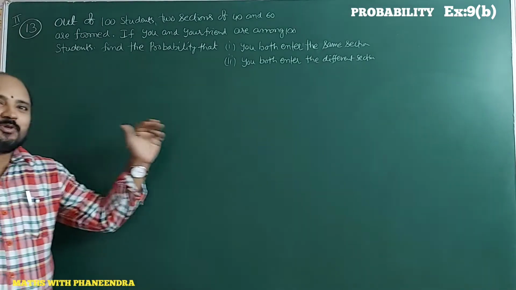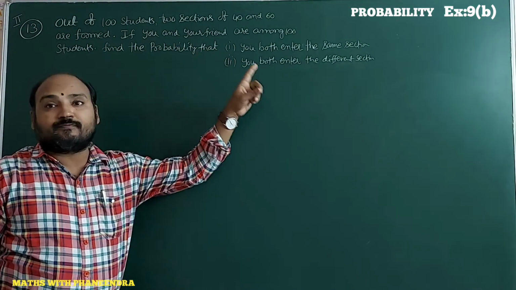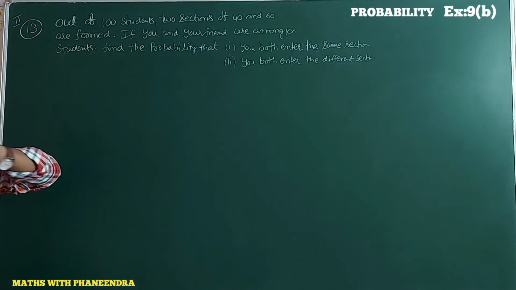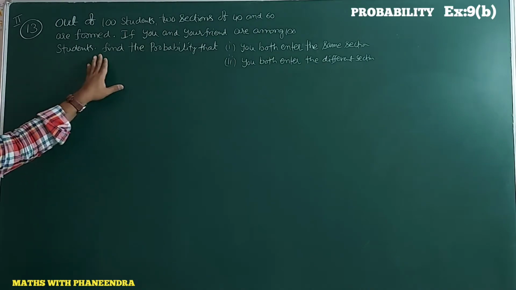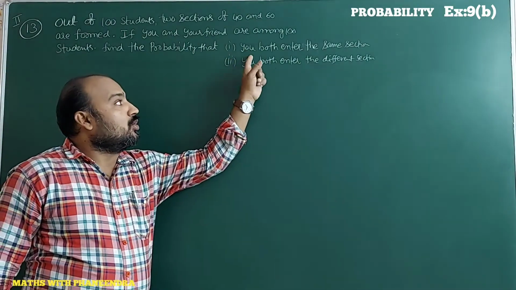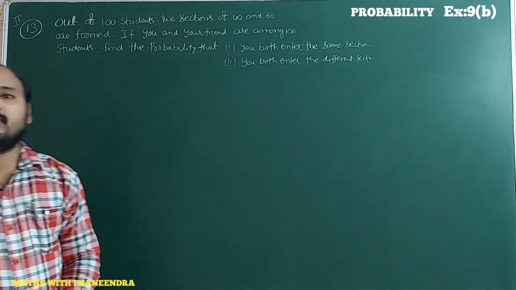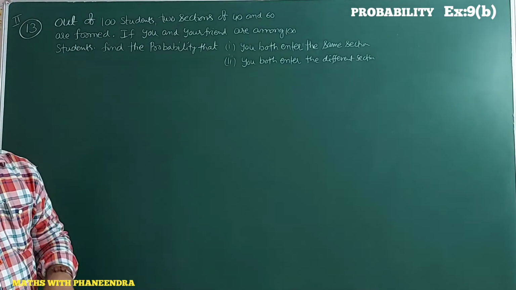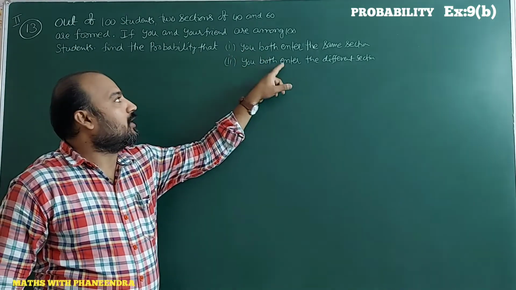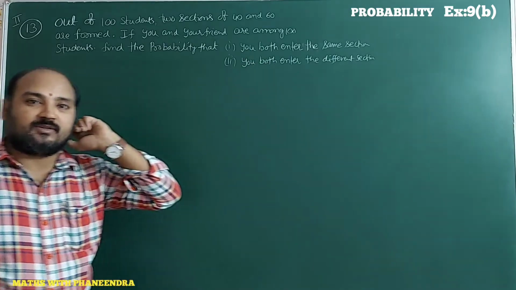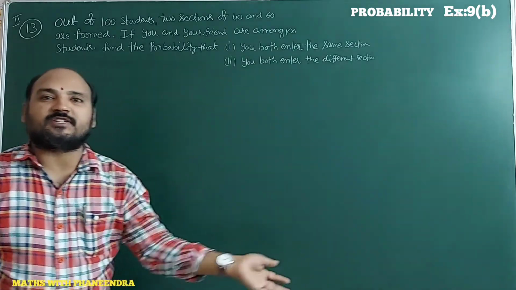The next question is a good question conceptually. We will see that. Out of 100 students, two sections of 40 and 60 are formed. If you and your friend are among 100 students, find the probability that you both enter the same section, or you both enter different sections. You have to assume that E is the event that you and your friend, that means both, enter the same section. Then what is the probability? E complement is you both enter into different sections.